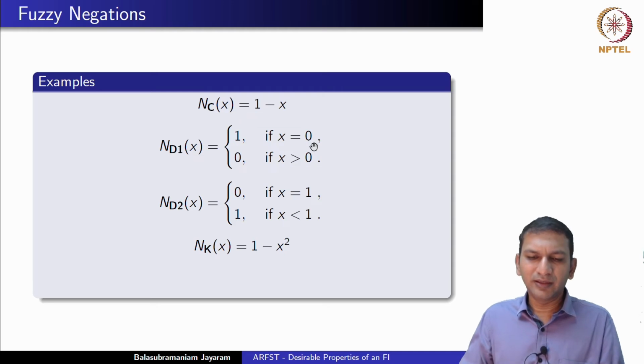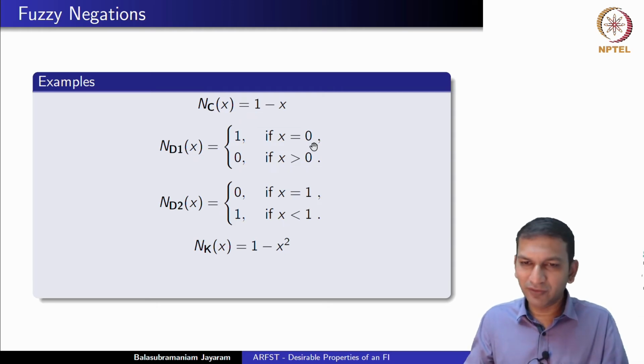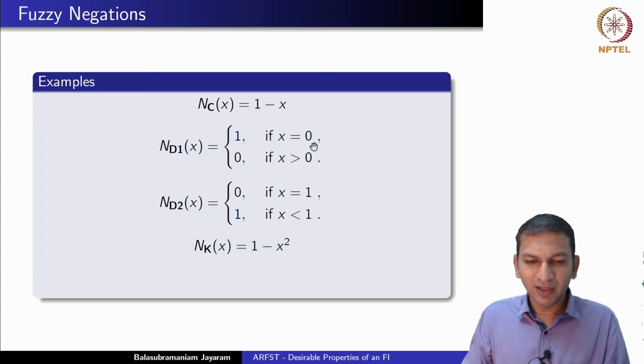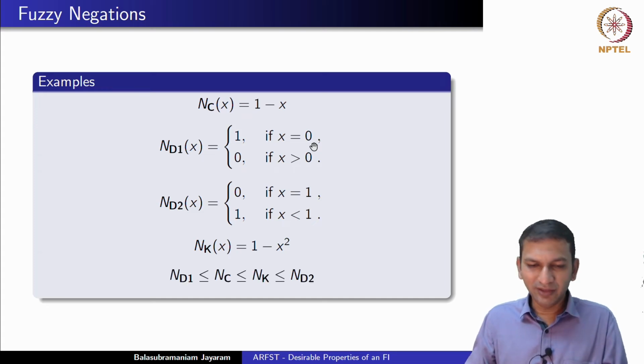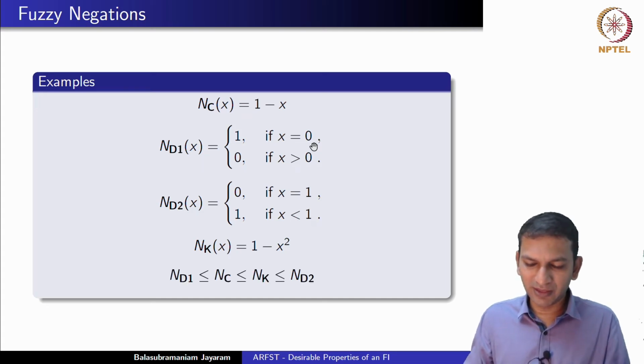And we could also have all kinds of other fuzzy negations, but let's just look at NP of x, which is 1 minus x squared. Clearly we have this ordering here, 1 minus x is smaller than 1 minus x squared.